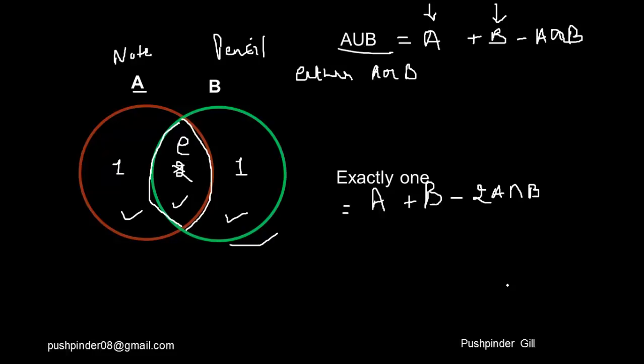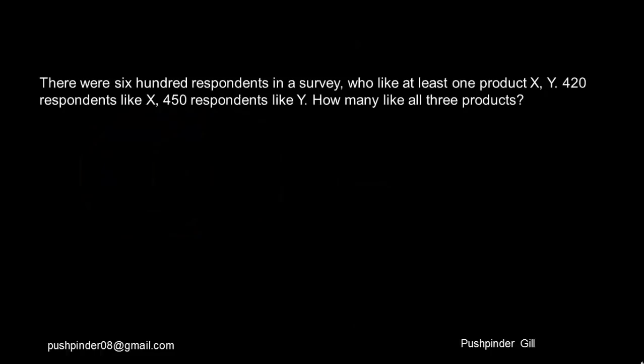Right? So I hope everyone understood. This is really easy. Fine. So if you want to calculate A and B, which is nothing but this area, that is A intersection B. Fine. So I hope everyone understands how to calculate all these things, right? So let's see this question.